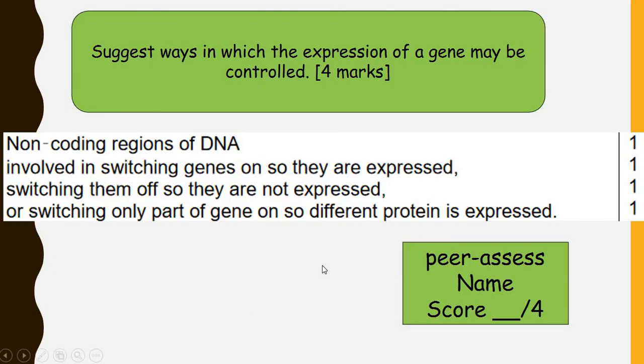Okay, so we're going to go through the answers here, and if you weren't too sure, see how close you got. You might want to use this now to write a model answer into your books, please. So suggest ways in which the expression of the gene may be controlled. Well, non-coding regions of DNA, that's what we're referring to here, involved in switching genes on so they are expressed, and switching them off so they're not expressed, or switching only part of the gene on so different proteins are expressed. And this idea really is based around the job of the non-coding DNA.